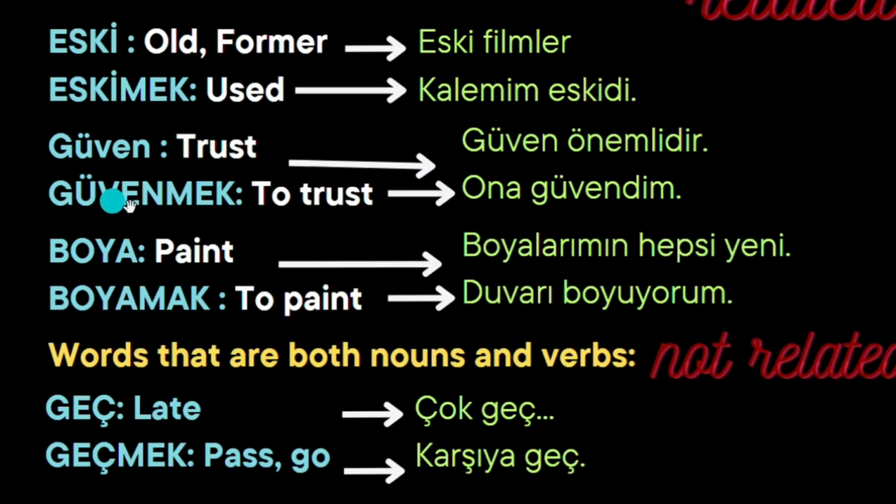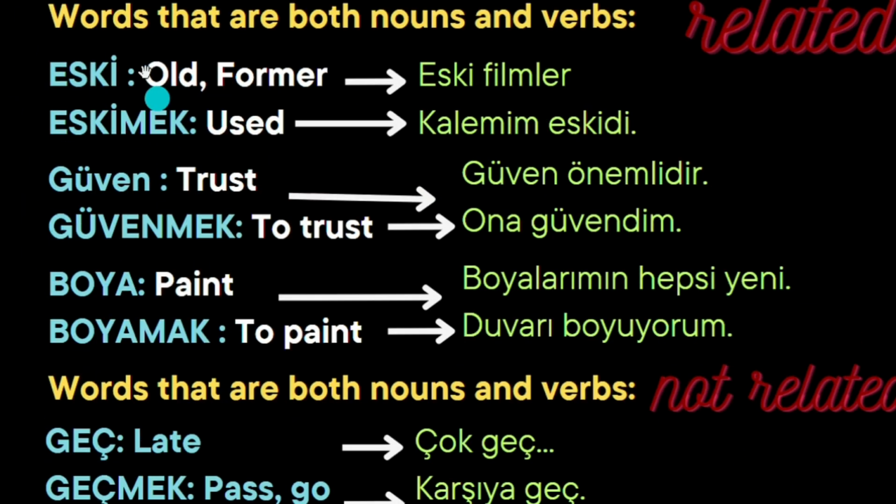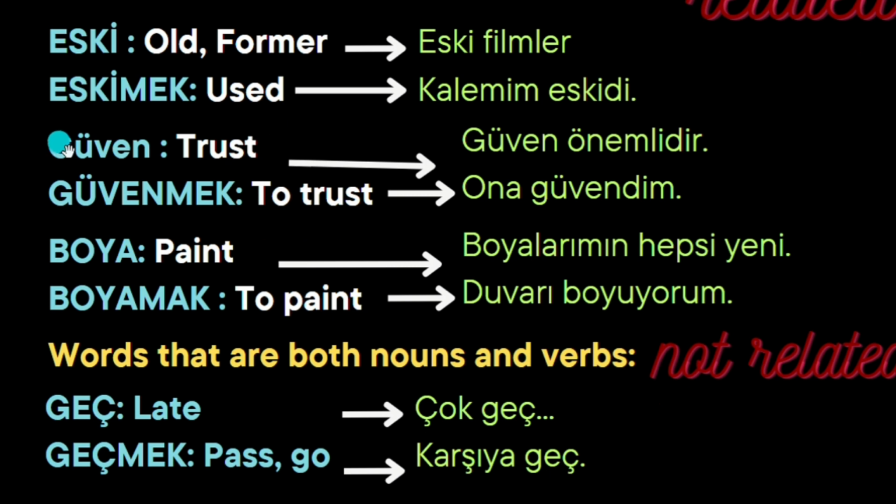So some of the words can be related as a noun and their verb form, but some of the words don't relate between noun form and verb form.